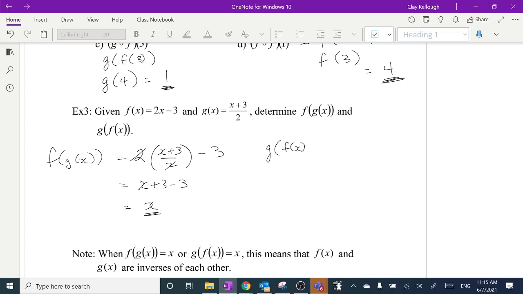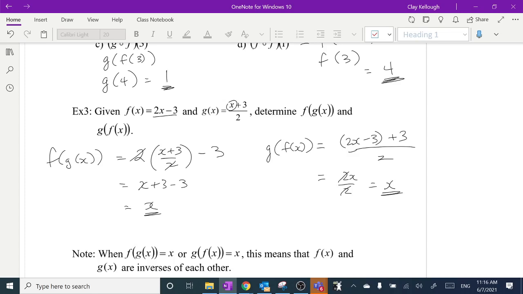Let's do g of f of x. So replace the x in this function with that function. So it's going to be 2x minus 3 plus 3 over 2. Does everybody get what we did? I replaced this x with that. And that bracket doesn't mean anything. So minus 3 plus 3. This is 2x over 2, which is again x.